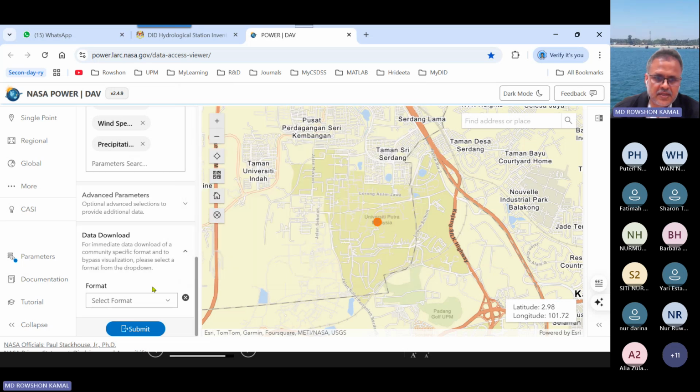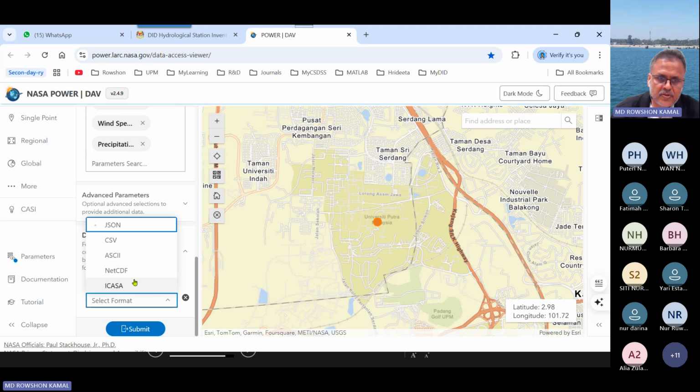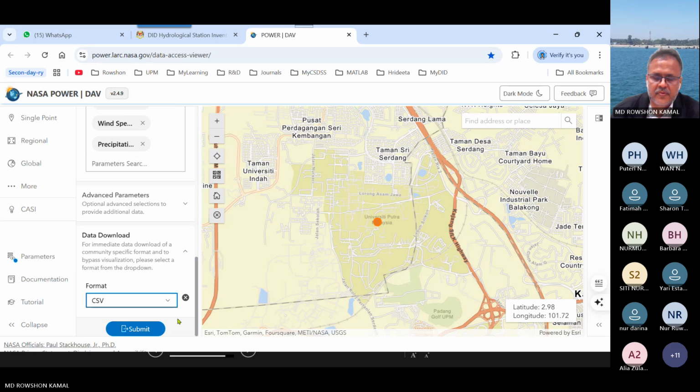What is the data type format? What format do you want? We have different formats. Here we need CSV. CSV is actually the Excel format. So the thing is done. Just submit. Once I submit, the data is downloading.